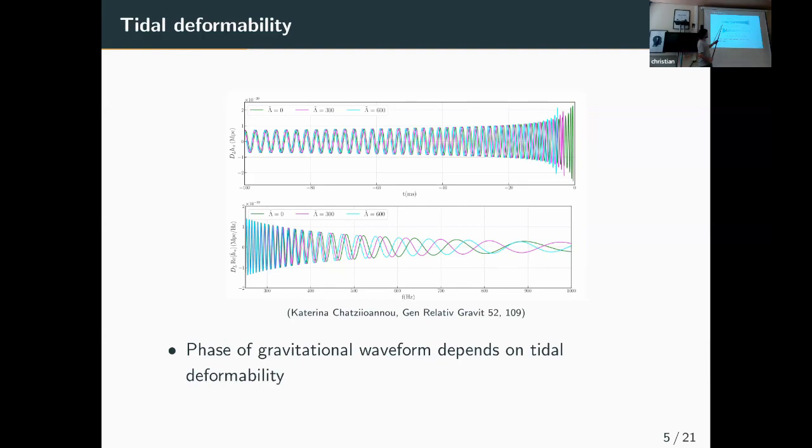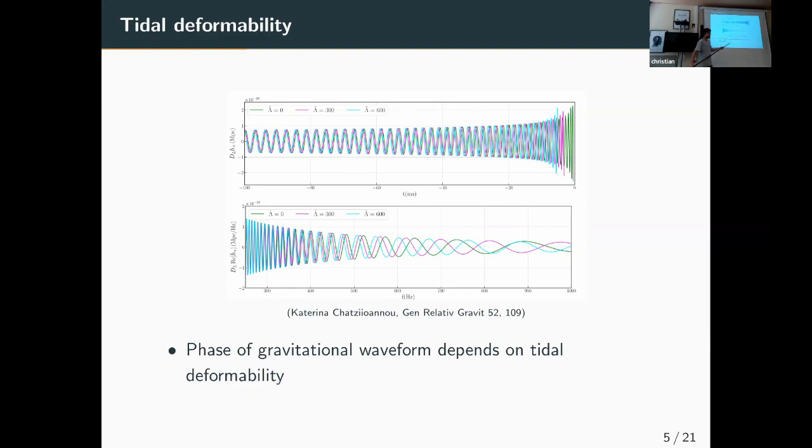An example here is of a waveform. The longest one in green is for a zero tidal deformability, which is the case of a black hole, as we'll see later on. And as you increase the tidal deformability, you see that the phase of the gravitational waveform is changed and that the orbit becomes shorter. Because of the way the bodies are deformed, they attract each other more and the orbit becomes slightly shorter. And this is already noticeable with current gravitational wave detection.